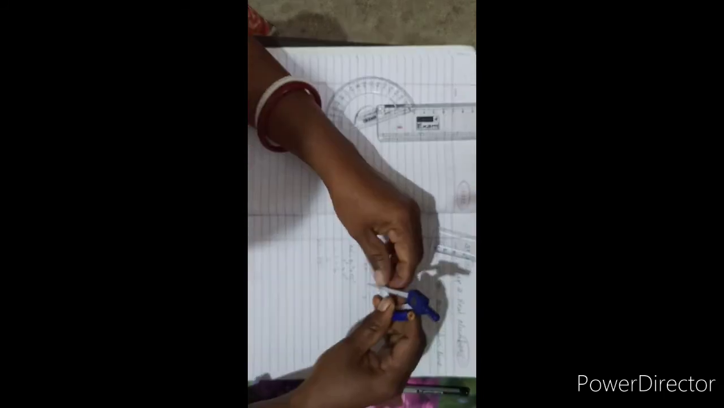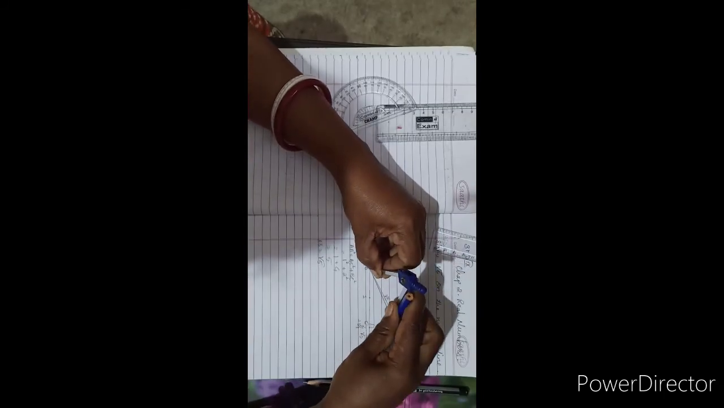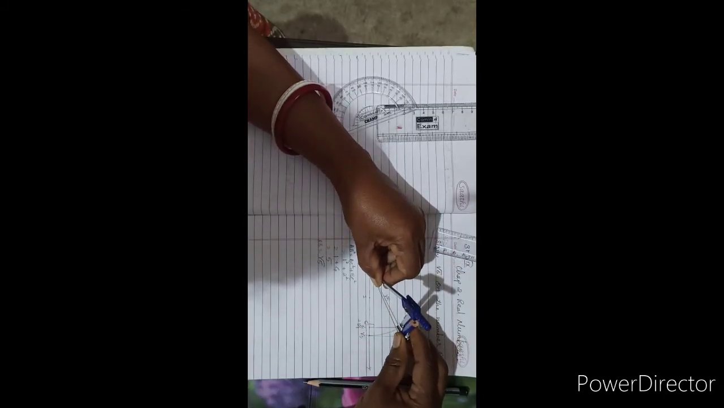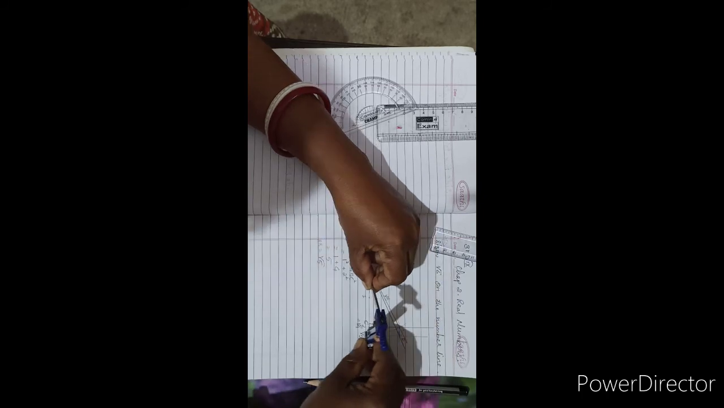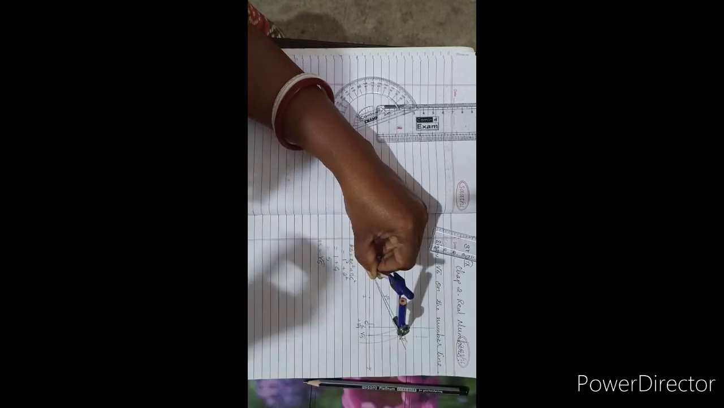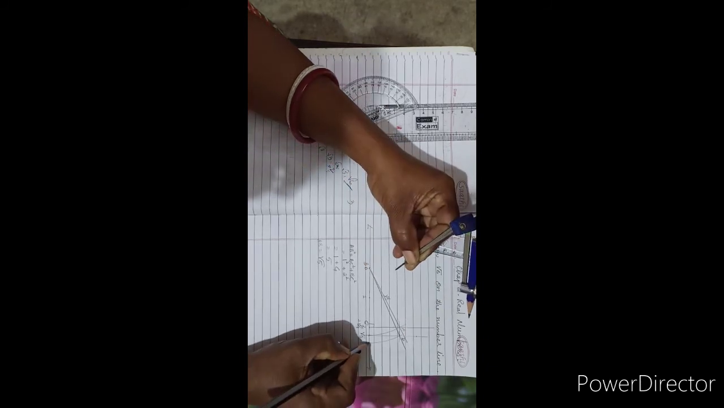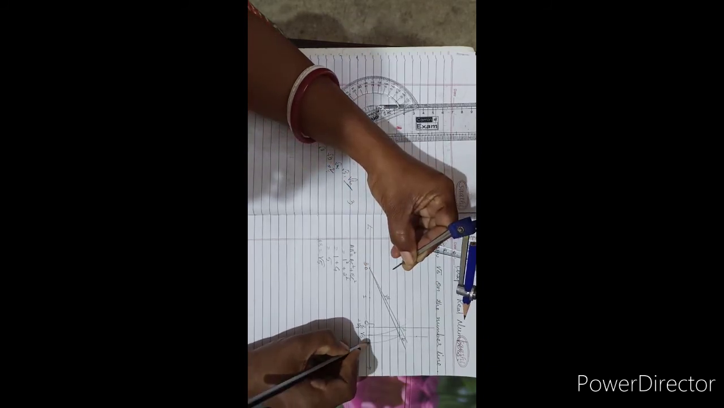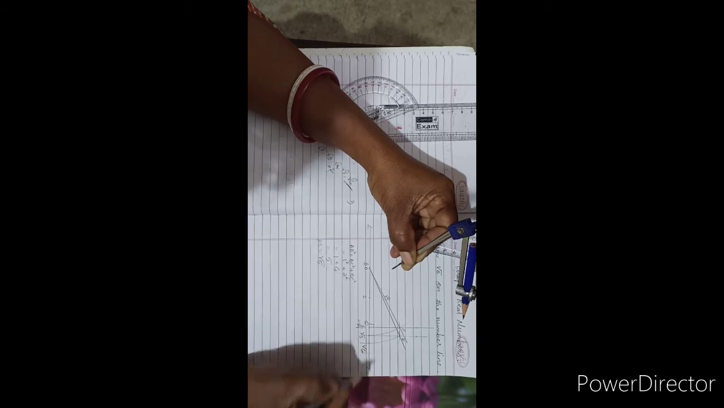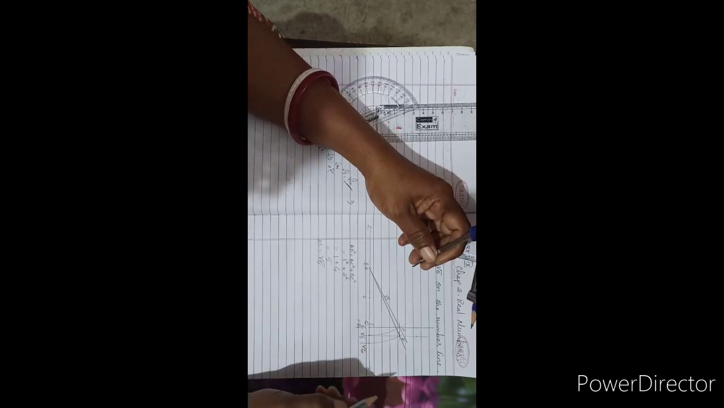Now take the compass from this vertex point D to B, the hypotenuse, and cut the arc. At this point you get the point that is root of 6.